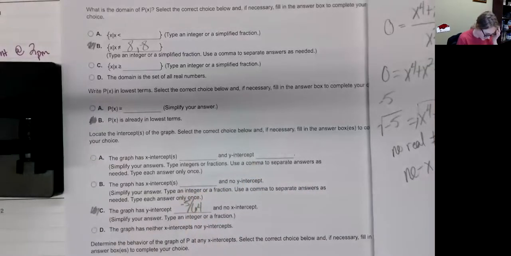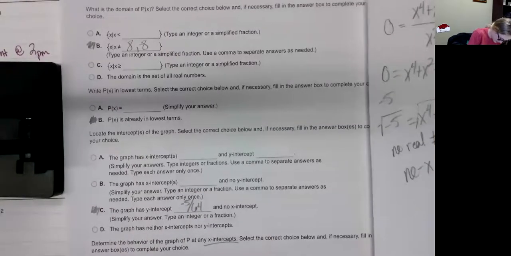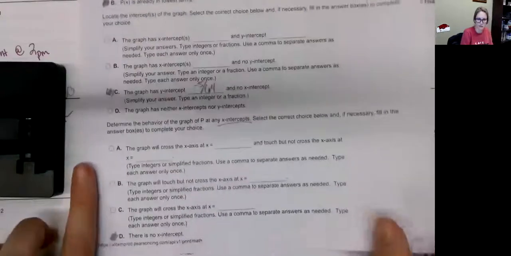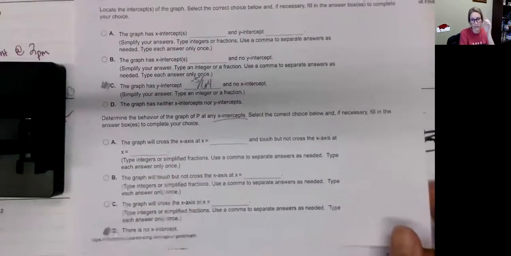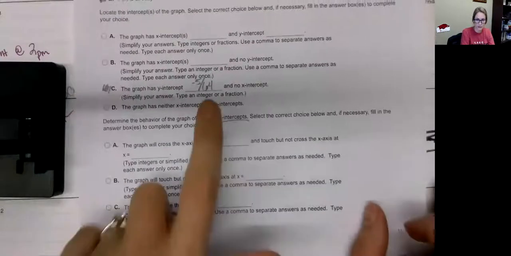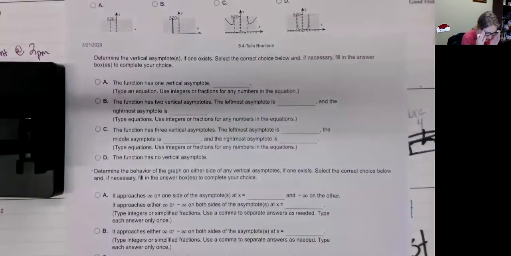To determine the behavior of the graph at any x-intercepts, well, there is none. Oh, y'all can't even see that. Determine the behavior of the graph at any x-intercepts. There is none, because we just did that. Determine the vertical asymptotes if one exists.